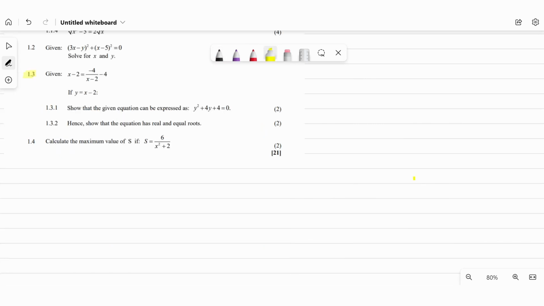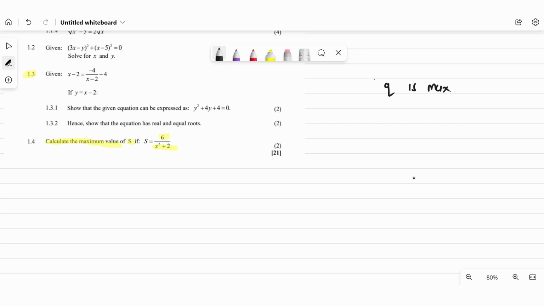Then the last question says, calculate the maximum value of S if S is equal to 6 divided by x squared plus 2. I think this is something you need to think about. When they're talking about maximum, normally the graph that has a maximum is a quadratic, right? We see that this is in quadratic form. x squared plus 2 is a quadratic. So remember this: the maximum value in the rules of quadratics is the q value, right? The q value is the maximum.